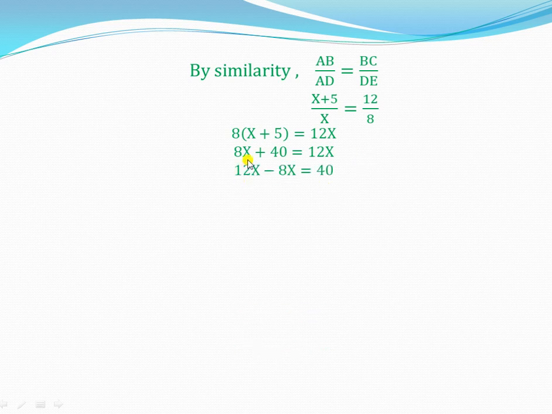When you do so, we are now taking the 8x to the other side, such that we have 12x minus 8x, giving us our 40. Then when you do the subtraction, 12x minus 8x will give you 4x, which equals 40. And from this level, you simply divide through by 4, and you will come up with x as 10 centimeters.